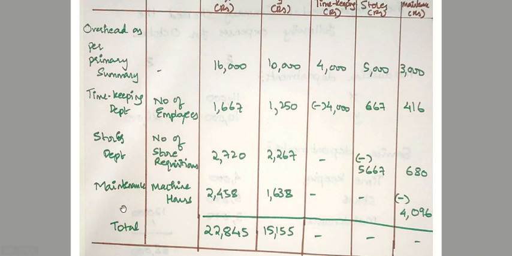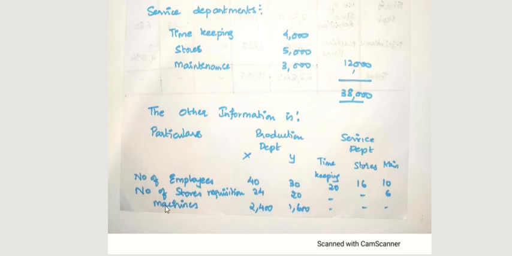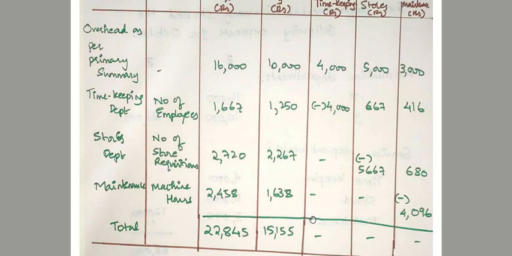Now your third, which is the maintenance department, will be apportioned based on machines, which is 2,400 and 1,600. If you apportion, you will get the ratio to be 24:16, which is 12:8, and if you bring it down again, it will be 6:4. So if you apportion based on that ratio, you will get 2,458 and 1,638.